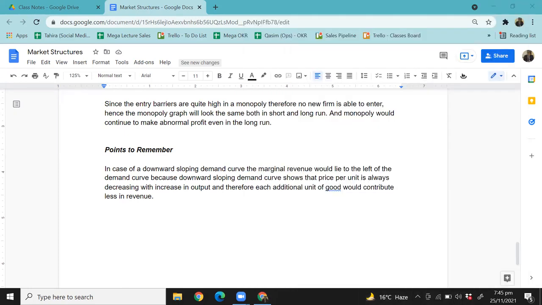Sir, is it possible for a monopoly to have a normal profit in the long run? No, never, sir, never. Sir, for example, if it is a completely new industry and only a single firm has entered it, and it is only facing normal profits.